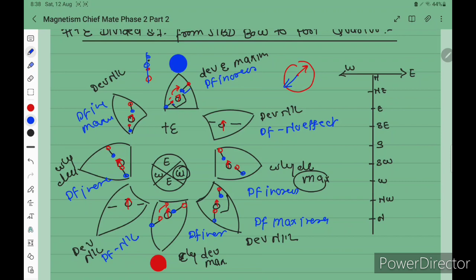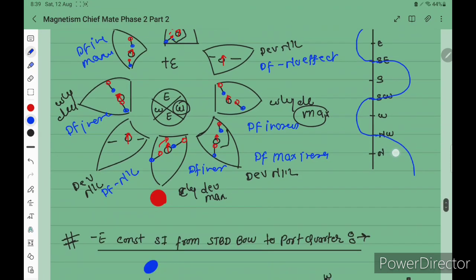Okay, so how will we show the graph? Easterly, westerly. So this is a graph of deviation.